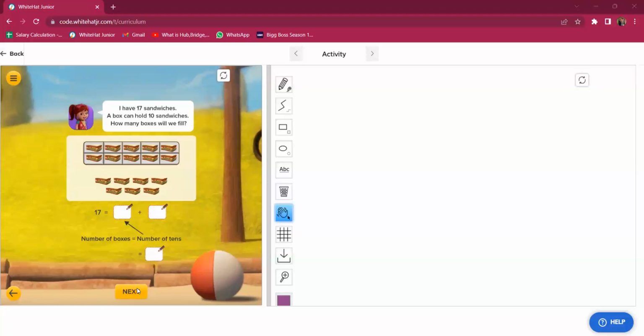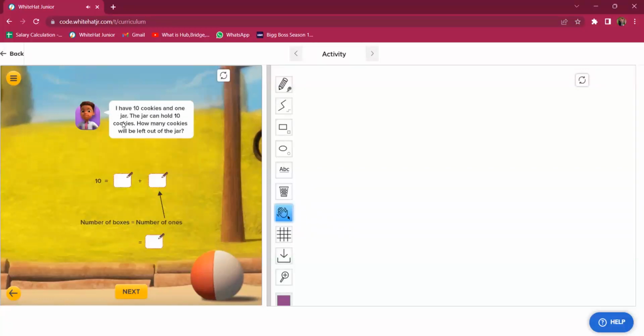I have 10 cookies and 1 jar. The jar can hold 10 cookies. So now total 10 cookies are only there, right? So 10 plus 0, right? So I have 10 cookies and one jar, and the jar can hold 10 cookies. And how many cookies are left out? The one jar will take all 10 cookies, so nothing will be left. 0 will be left. So click on 0. Let's go to the next question.